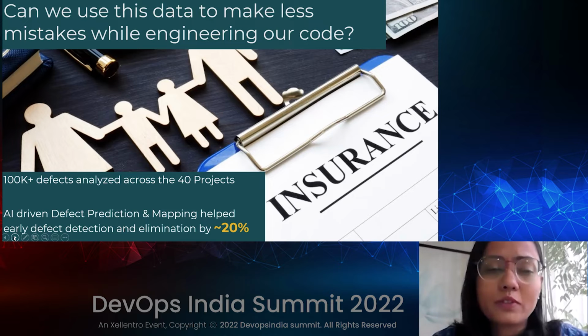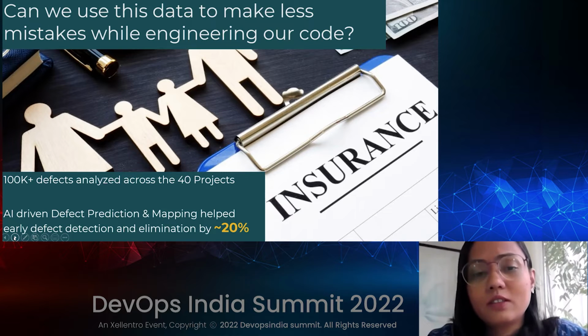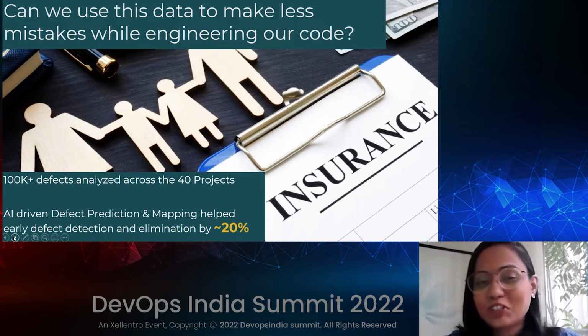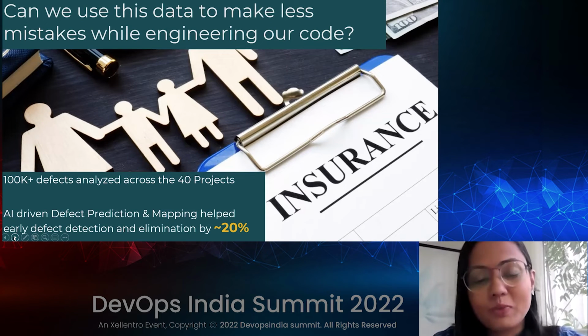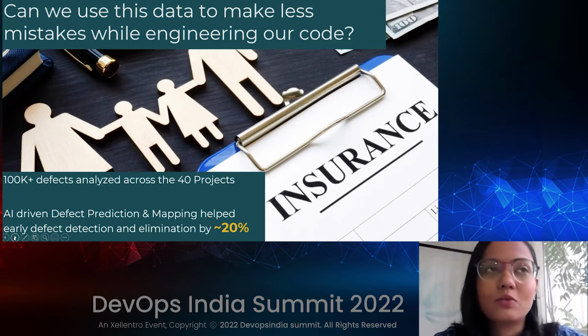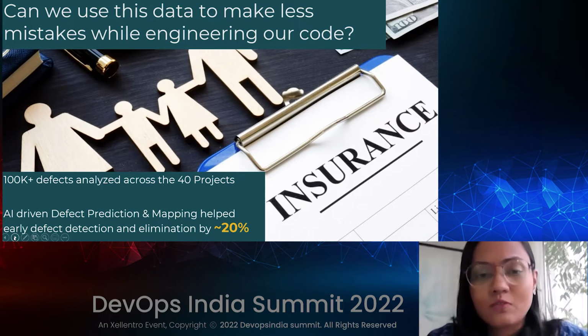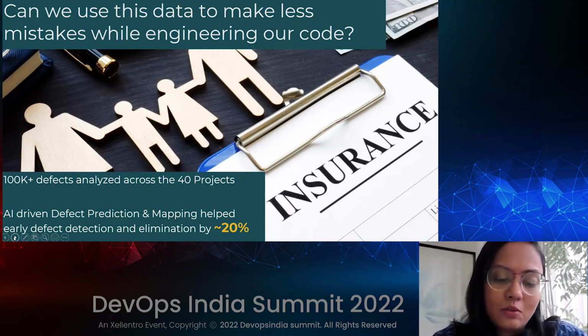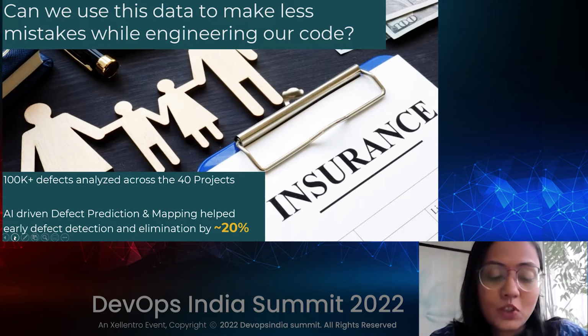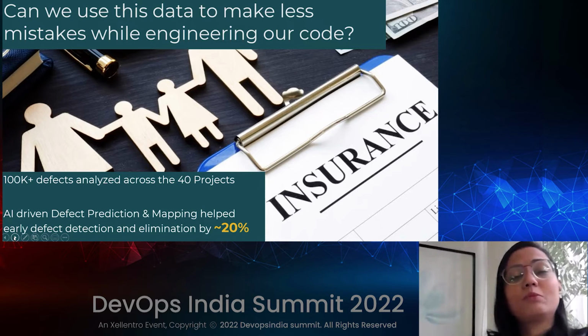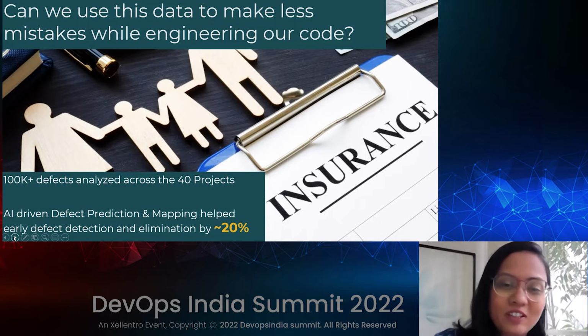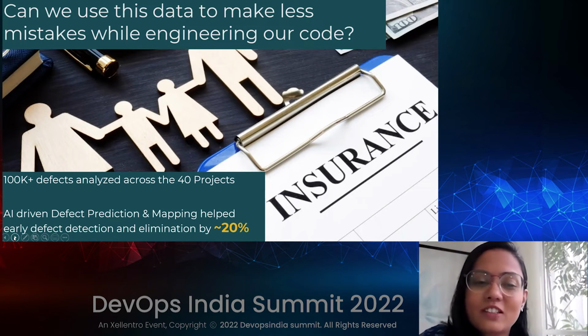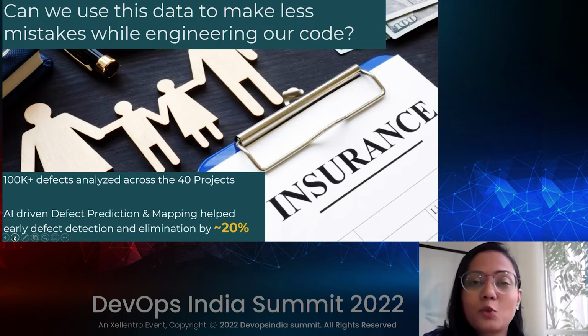And so what we did was we looked at almost 100,000 defects. And when I say we looked at, it was a solution that was built using AI. So there were some AI-led algorithms that we developed, and those were analyzed across 40 different projects which were running in the company. And based on the algorithms, the machine learning, plus a little bit of NLP that was there, that helped to reduce the defect detection and complete elimination of those defects by 20%.